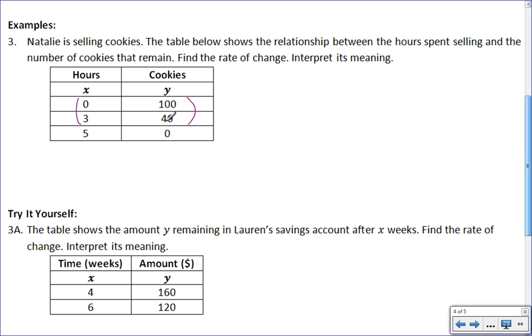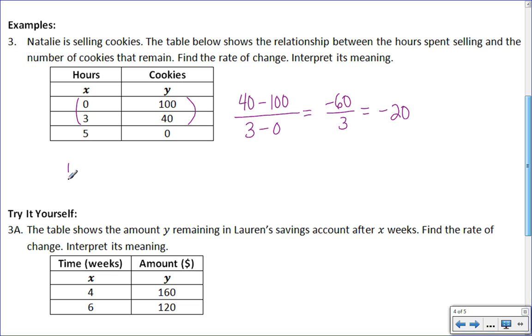So from here, the amount of cookies is going from 100 to 40. So to find the change, we want 40 minus 100. And then the hours are going from 0 to 3. So to find the change, we'll do 3 minus 0. 40 minus 100 is negative 60. 3 minus 0 is 3. And negative 60 divided by 3 is negative 20.